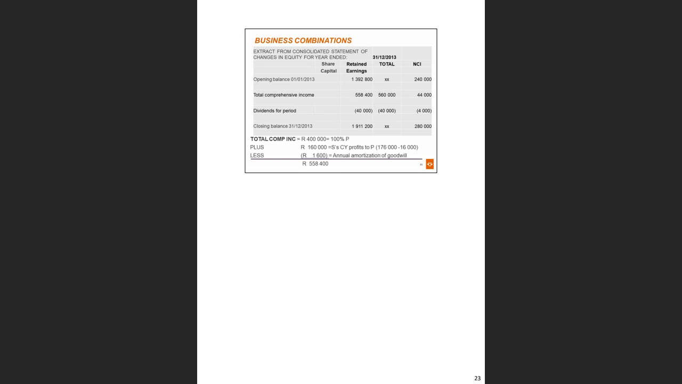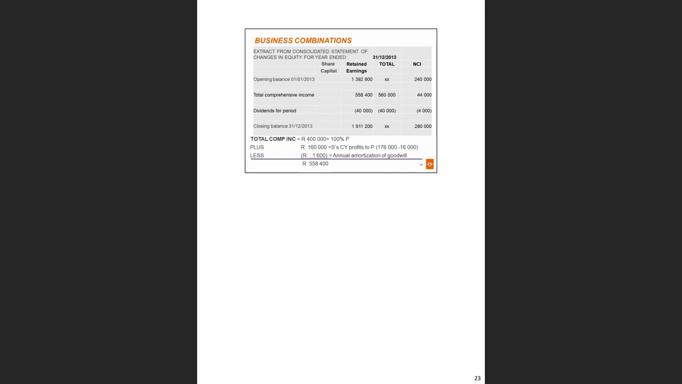But remember now, S made a profit of 220,000 and they declared dividends of 20,000. But remember, this profit of 220,000 doesn't all relate to P. It doesn't all belong to P. A portion belongs to NCI.